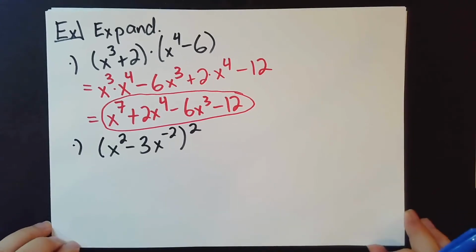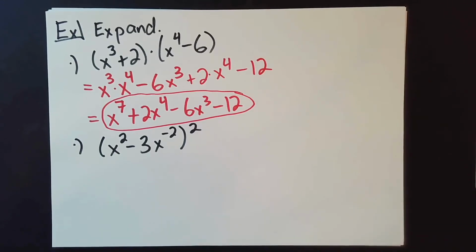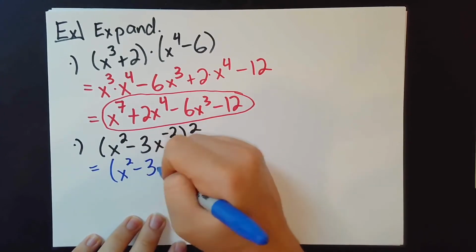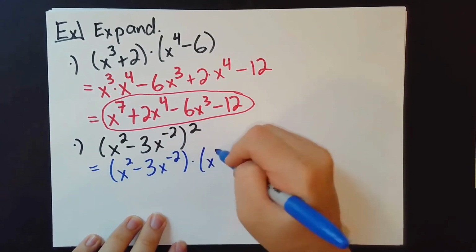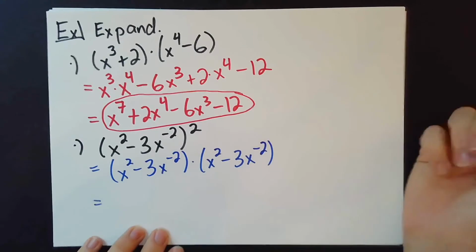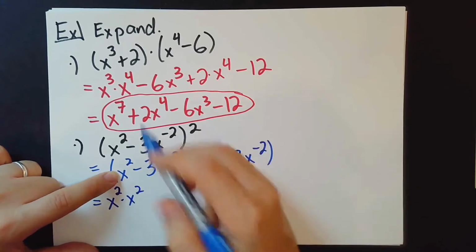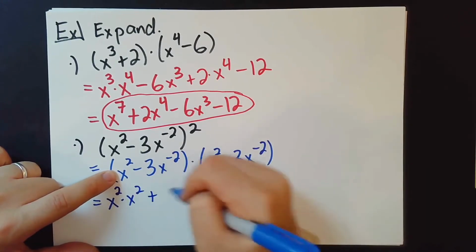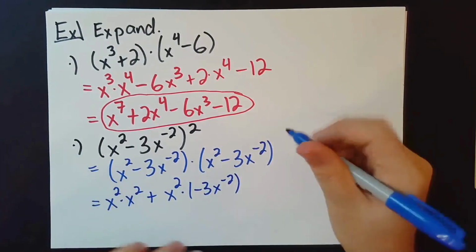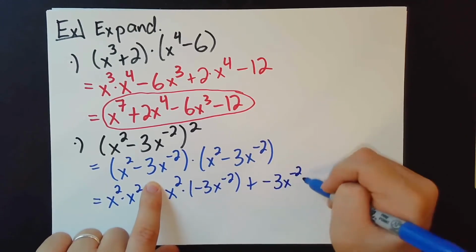Okay, what if I take something like x squared minus 3x to the minus 2 and I square it? I want to remind you, squaring is the same as multiplying it by itself, so this is going to look a lot like the previous example. Again, I'm FOILing, so I multiply x squared by x squared. And I multiply x squared by minus 3x to the minus 2. And then I multiply minus 3x to the minus 2 by x squared.